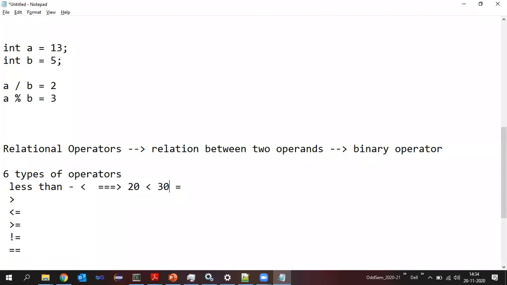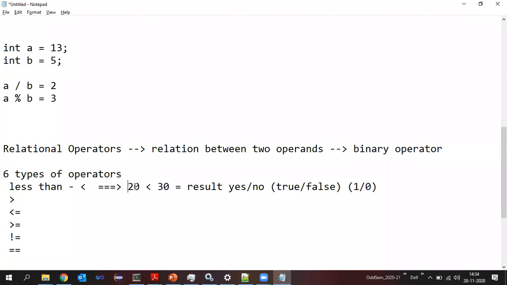If you closely look into the operation, am I trying to find the relation between these two numbers? Yes, very much. I'm trying to evaluate the relation between these two numbers. What type of relation? Is the first number lesser than the second number? Yes or no? Then I'm pretty sure here that the result is either yes or no. In other terms, I can say the result is either true or false. Or sometimes I can say the result is either 1 or 0.